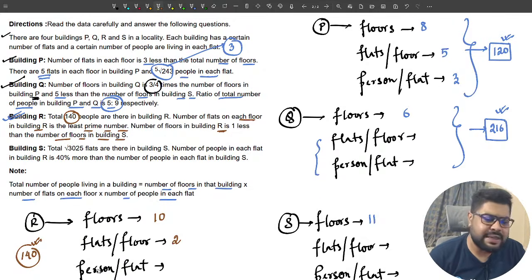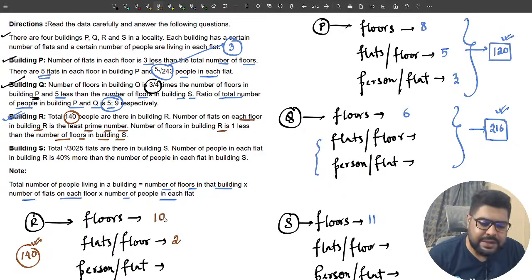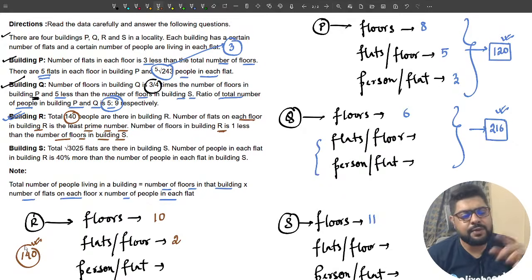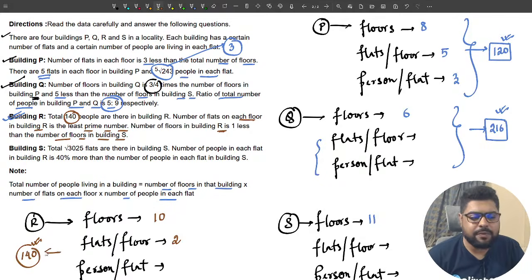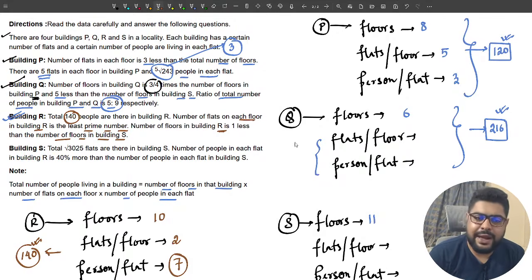Now you might ask, then what about persons per flat? Please understand, if only one of the gaps is there, I can figure it out. Why, sir? Because 10 into 2 into something will be 140 total. So it will be 140 divided by 10 into 2, so this is 7, sir. 10 into 7 is 70, into 2 is 140, that is matching. But I couldn't do that same thing in Q.